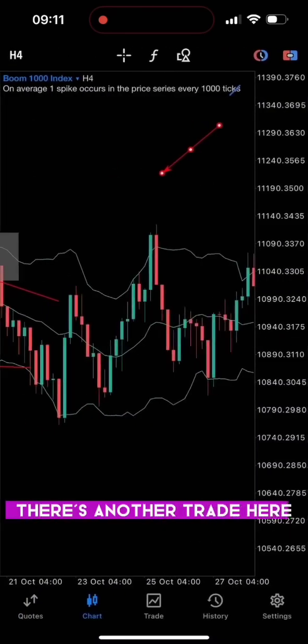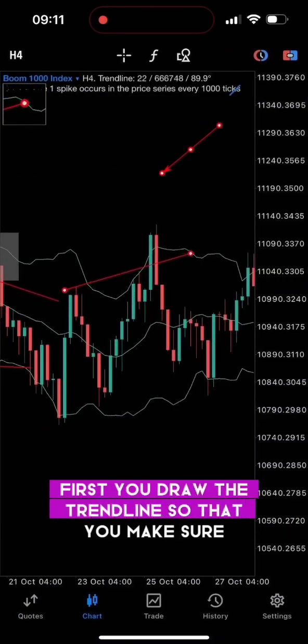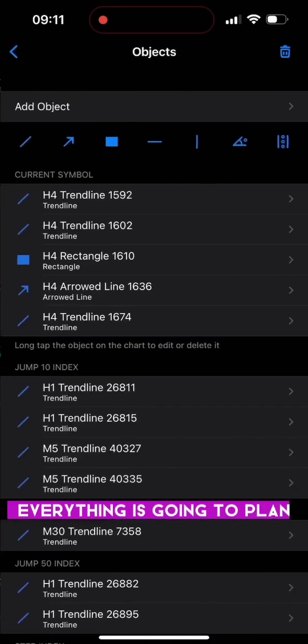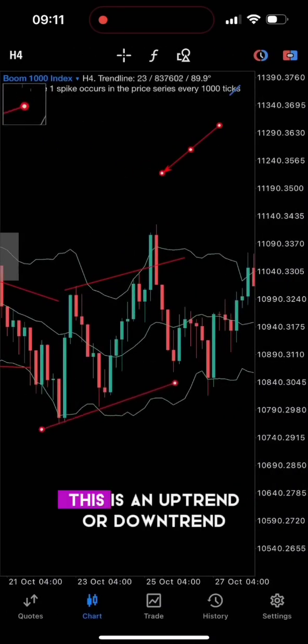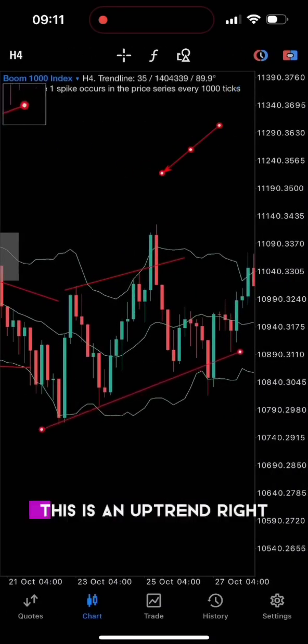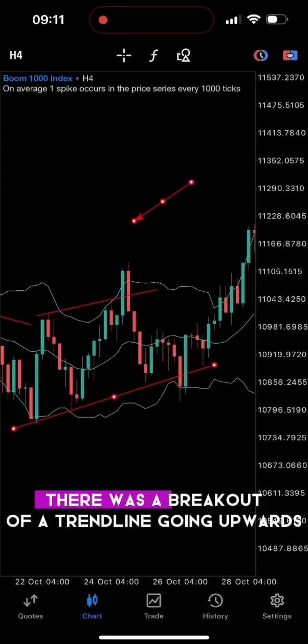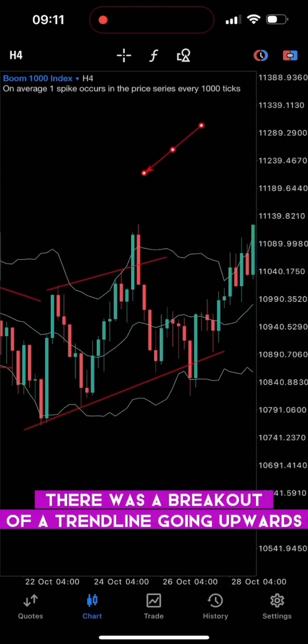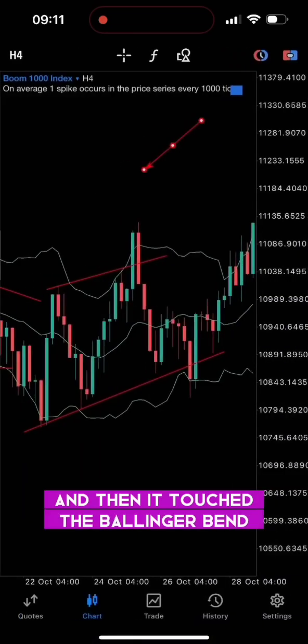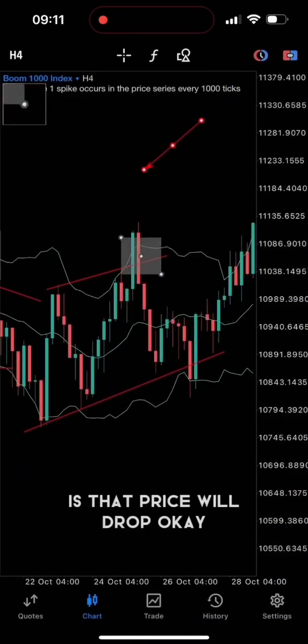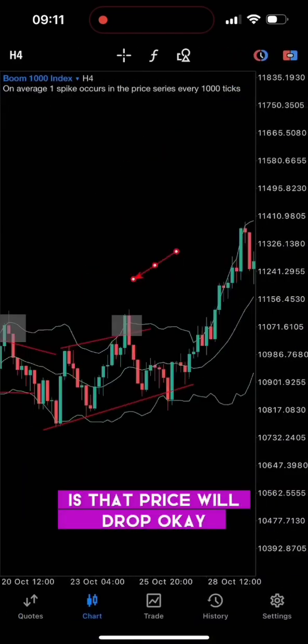Here, there's another trade. First, you draw the trend line so that you make sure everything is going to plan, so that you know this is an uptrend or downtrend. In this case, this is an uptrend, right? There was a breakout of a trend line going upwards, and then it touched the Bollinger Band. So the next thing you will know is that price will drop, okay?